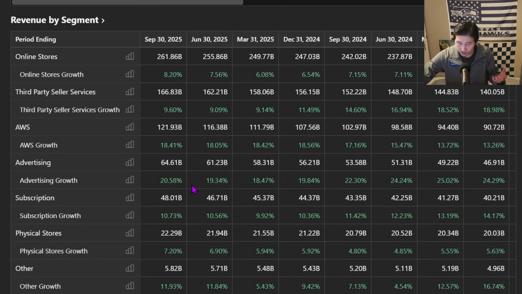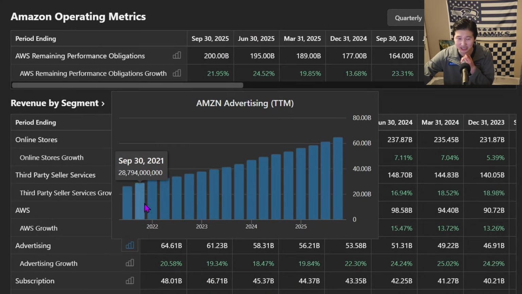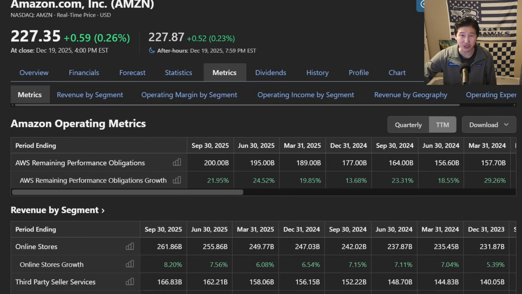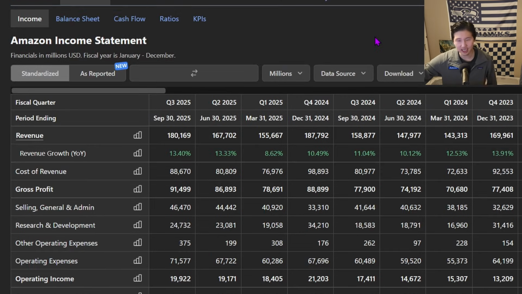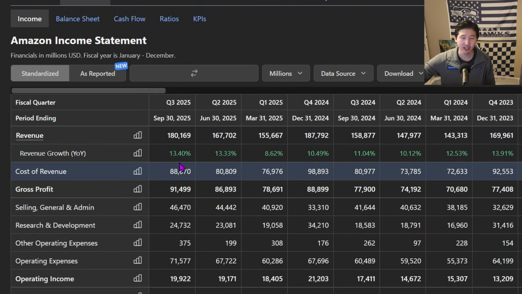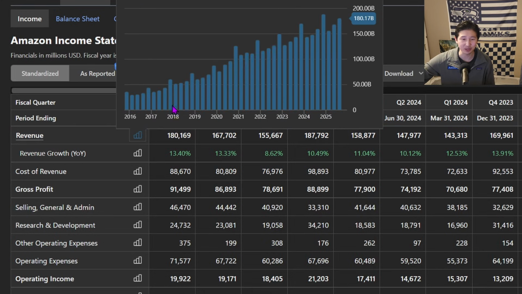So time will tell whether or not their advertising arm will be fruitful. But based on what I see, friends and family, I think this is just absolutely crazy. To post $64 billion of revenue is really freaking impressive. And when you take a look at their most recent earnings, they posted $180 billion of gross sales in only 90 days. And year over year, 13.4% growth. That is just absolutely phenomenal.